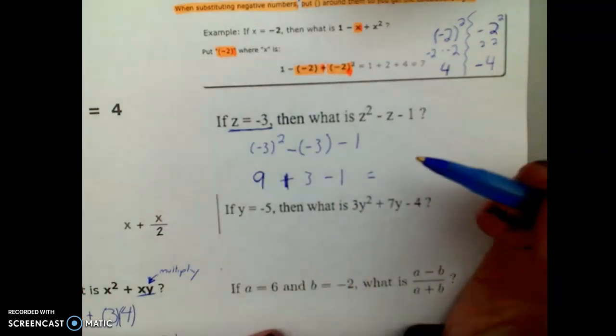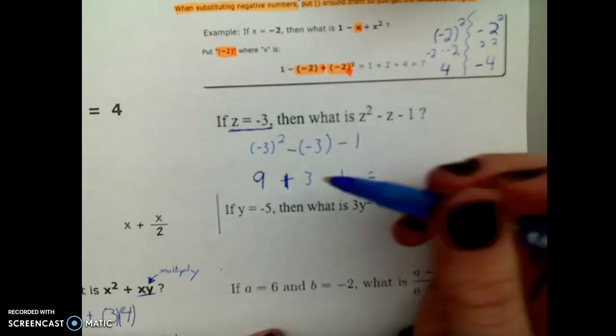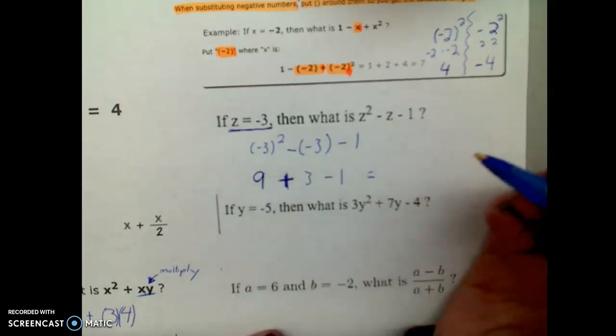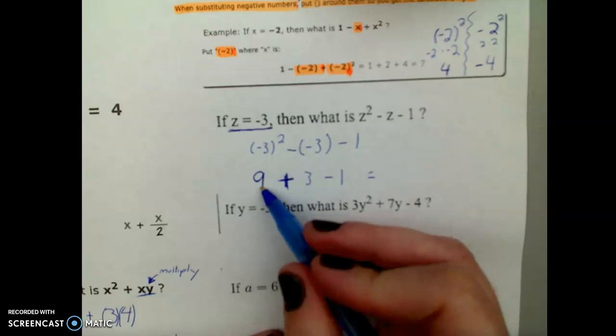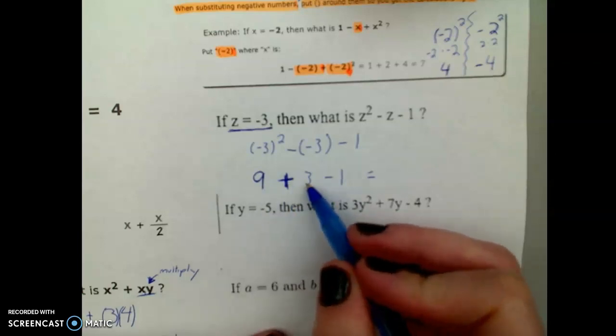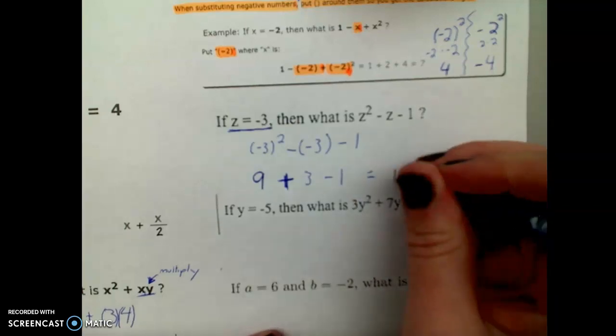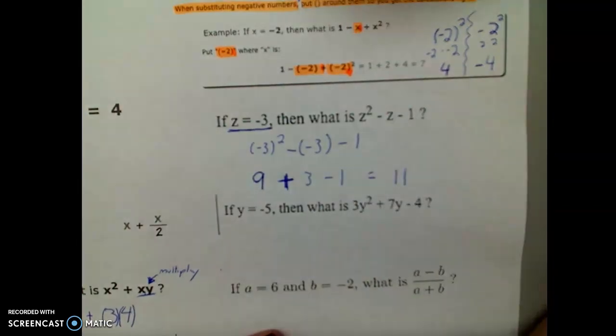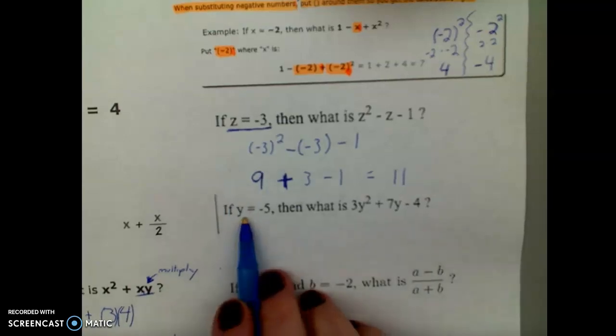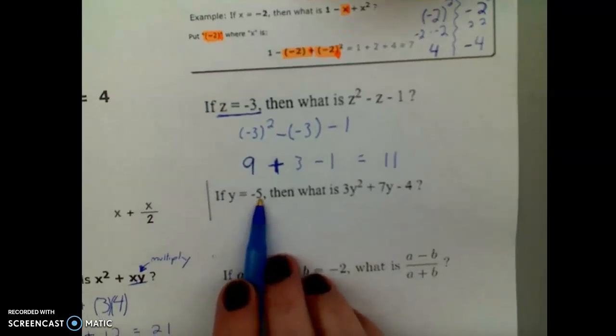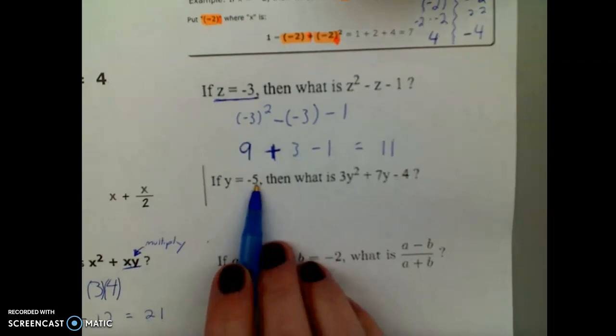Okay, so I've taken care of my exponents. Now I can just add and subtract from left to right. 9 plus 3 is 12. Minus 1 is 11. Ta-da! We're doing it! Wonderful! All right, let's try this next one. In this situation, y is equal to negative 5. Now go ahead and substitute and solve, and then we'll come back and check your answer.